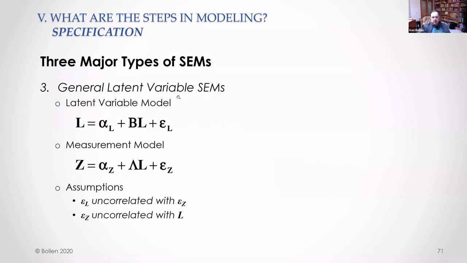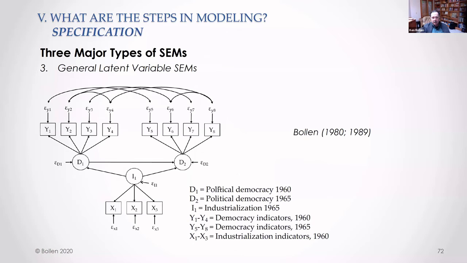This is the general latent variable model, which is the third type, and this is just repeating the two equations we had. And here's an example, a different example than that behavioral intention one. In this one, we're looking at countries as the unit of analysis, and we are interested in industrialization of countries. That's a fairly abstract latent variable, the industrialization of the countries. And even more abstract is the political democracy of the country. That's what D1 is in 1960, and D2 is in 1965.